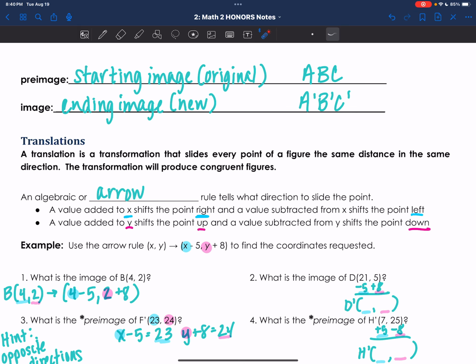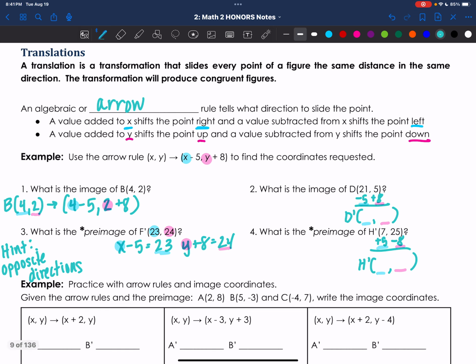And then we need to talk about some important vocab along with this. Your pre-image is your starting image or your original, and it's just written with the letters. Your image is whatever the result is, so think of that like your new one. Now, when you're doing this, it looks like apostrophes. That is not an apostrophe. That's called prime. You say it like a prime. All right, so make sure you get that down.